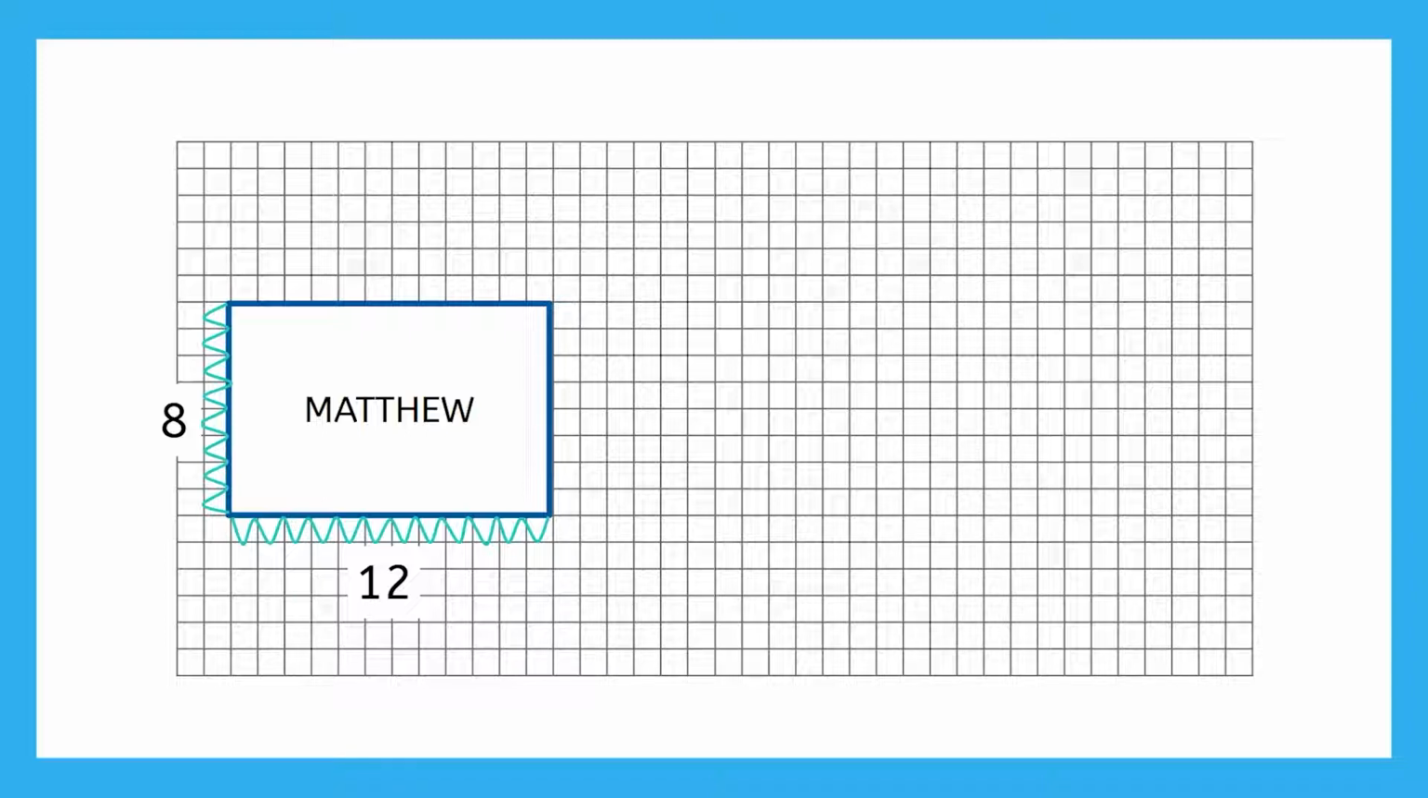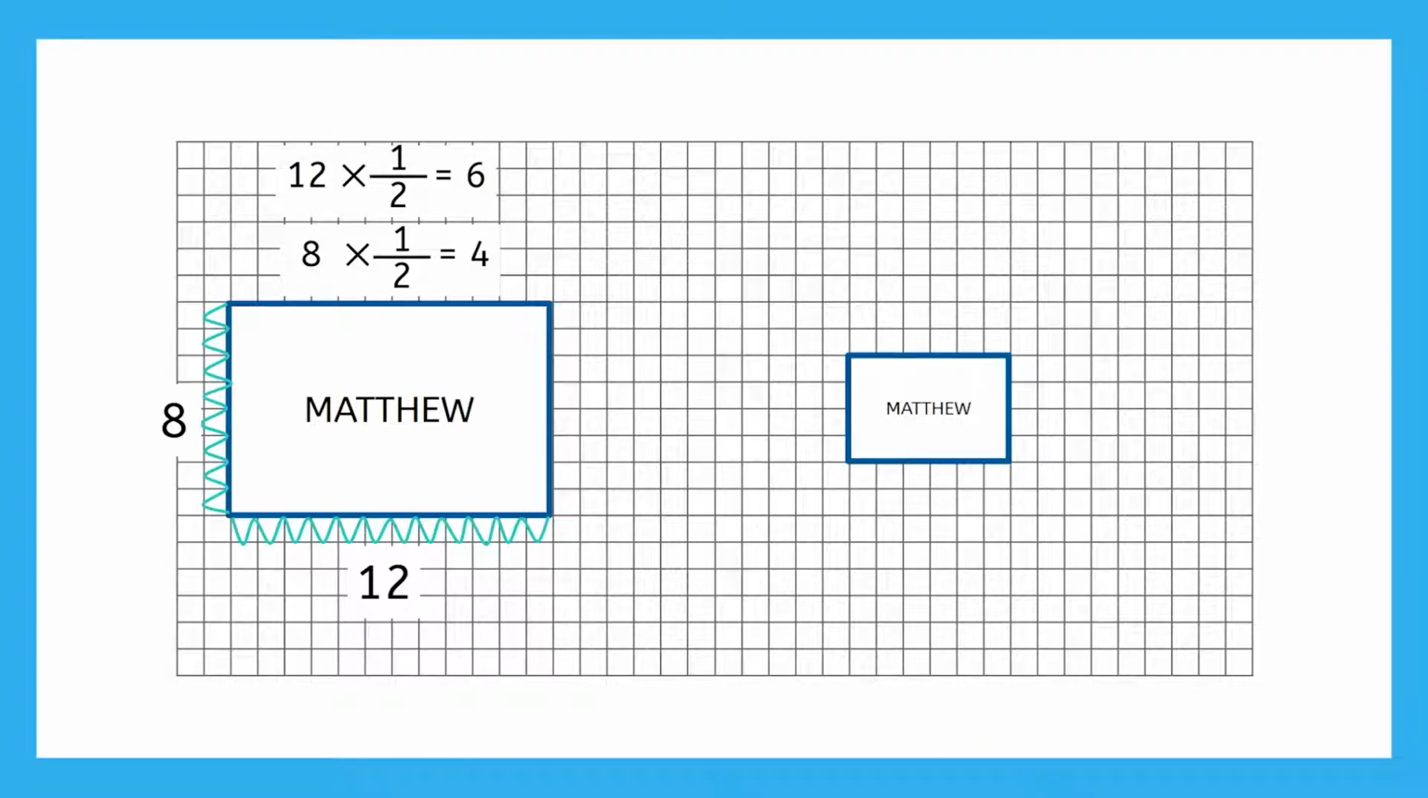Oh, how about fractions? What if we try using something like 1/2? Just like before, we're going to multiply by the scale factor we've chosen. 12 times 1/2 equals 6, and 8 times 1/2 equals 4. The new name tags are going to be 6 units wide and 4 units tall.